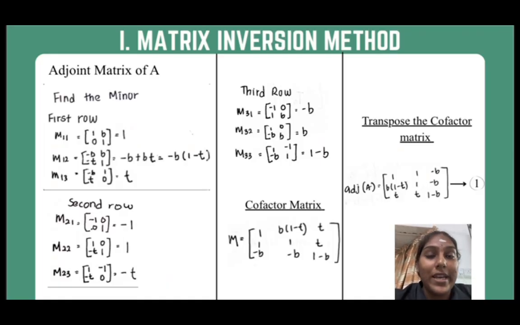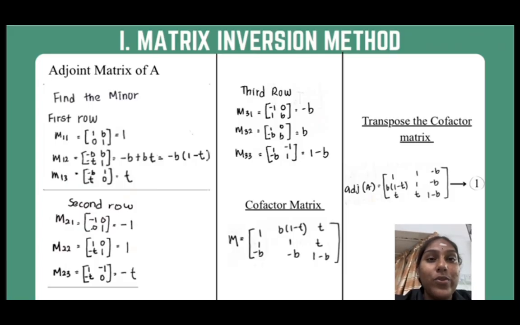Once we have these minors, we apply the cofactor sign pattern, which alternates plus and minus, to form the cofactor matrix. As you can see, we have organized our calculated values in a 3 by 3 grid. This represents the cofactor matrix before its final transformation.